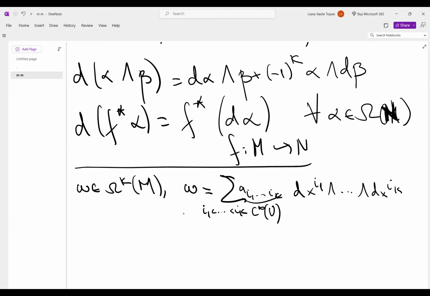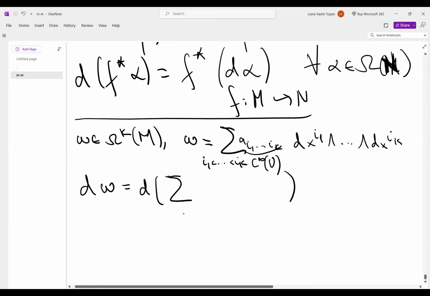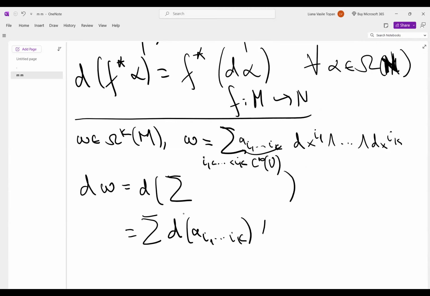So when we apply d on a k form, the exterior derivative of omega, this is what? This is d of the sum, and then this will be the sum of d applied on a_{i1...ik} wedge dx_{i1} wedge ... wedge dx_{ik}. Remember that these are smooth functions.